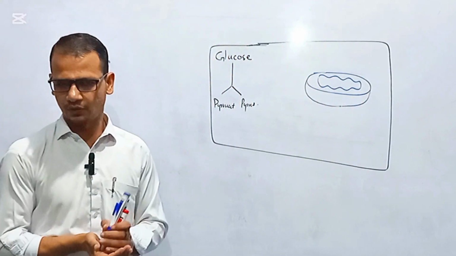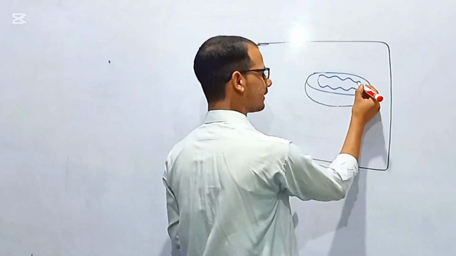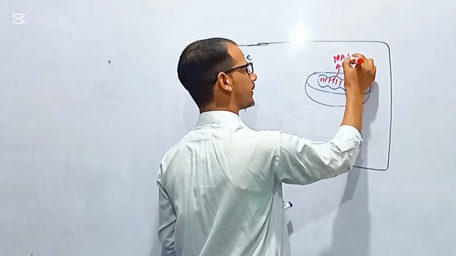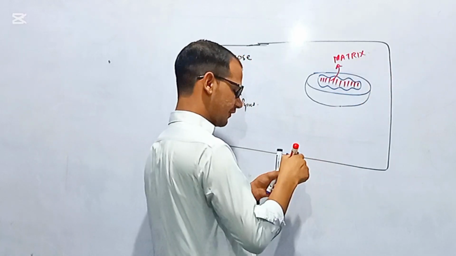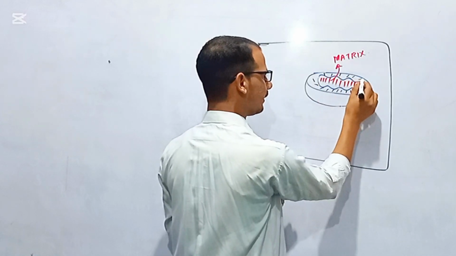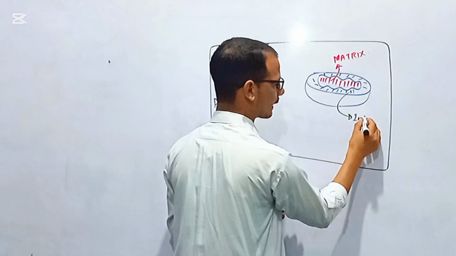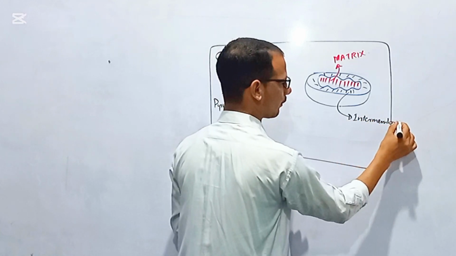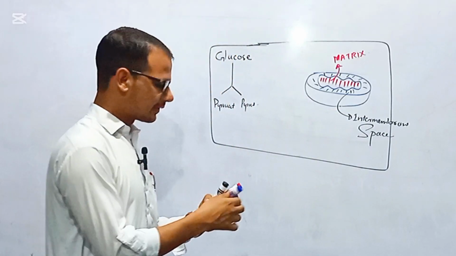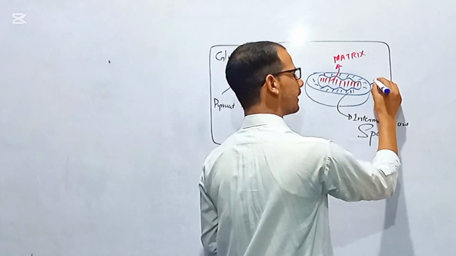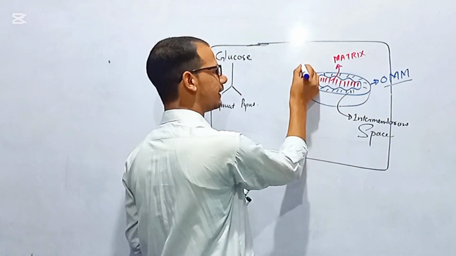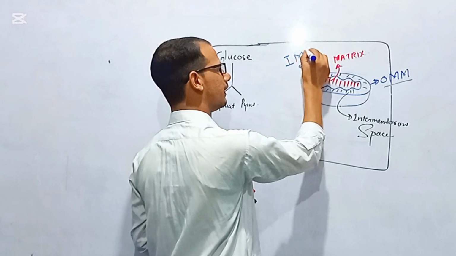For example, this is mitochondria, and this area is called the matrix of mitochondria. This area is called the intermembrane space. There are two types of membrane. This is called the outer mitochondrial membrane, and this membrane is called the inner mitochondrial membrane.